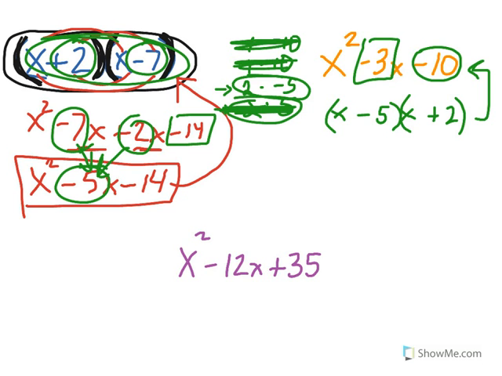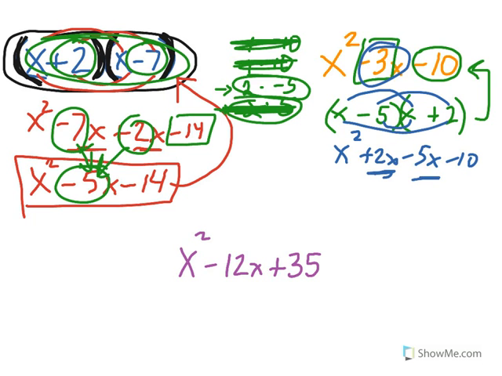Now, how do you know if you're correct? Sometimes you just have to try this out and see where it leads. So if I wanted to know for sure if I was correct, what I'd do is I would multiply it out. That's x squared. That's positive 2x. That's negative 5x. And then my last is negative 10. And when I put those together, I end up right there. So this is the correct factored form.